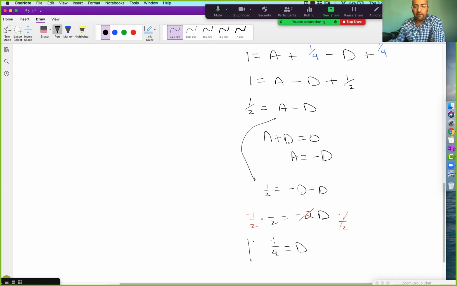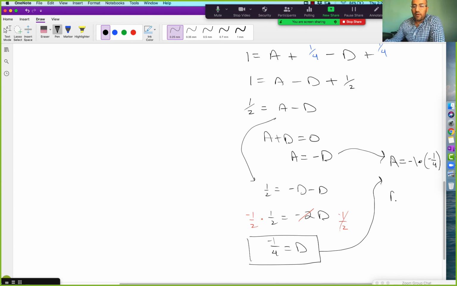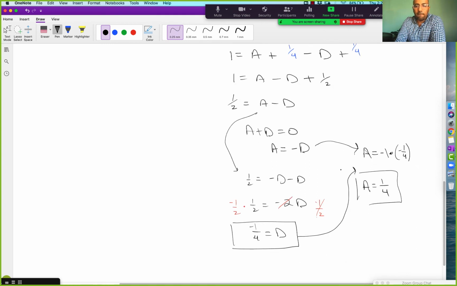Good. So we have the other one. And finally, now that we have that d must be negative 1/4, we can come back over here, plug this into there, and get that a is equal to negative 1 times d, and d was negative 1/4, so a must be equal to positive 1/4. So looks like we have them both. We have everything we need.